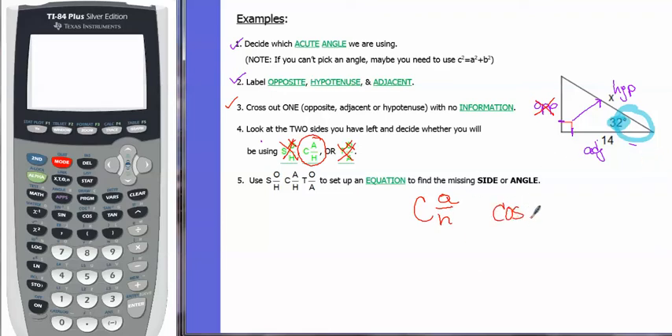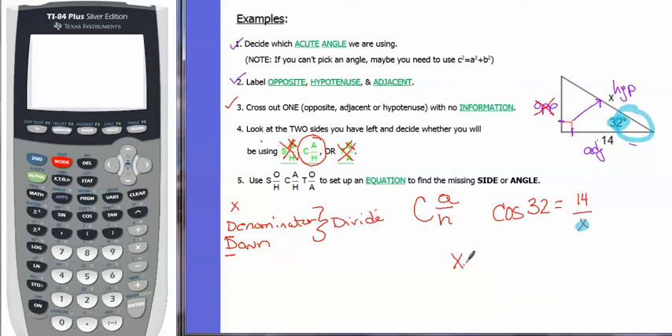Cosine of what? What angle did I pick? I picked 32. Equals the adjacent, which is 14, over the hypotenuse, which is X. Now where that X is kind of important. Notice that the X is in the denominator. That's in the bottom of the fraction. So what am I going to do when X is in the bottom? I'm going to divide to find my answer.